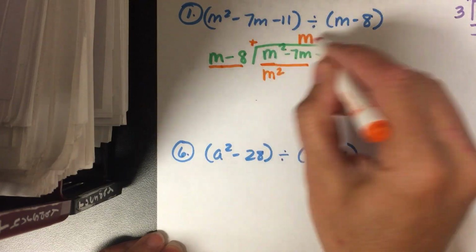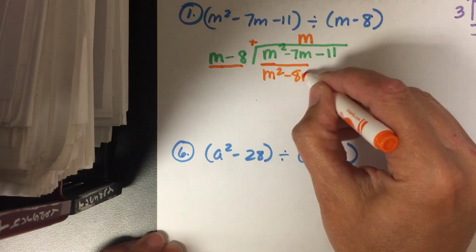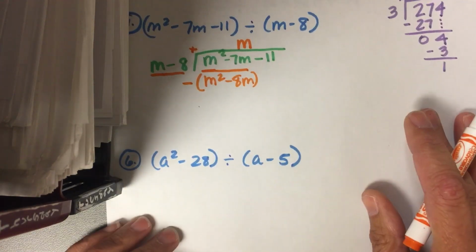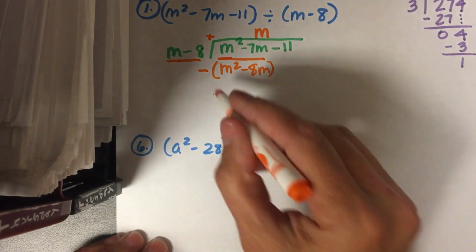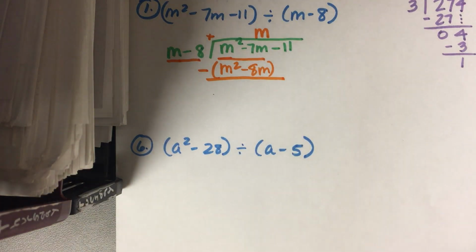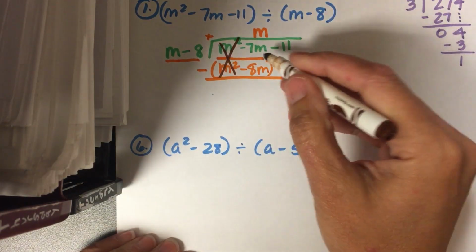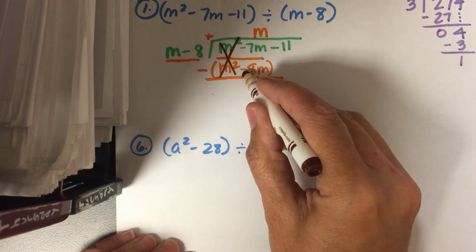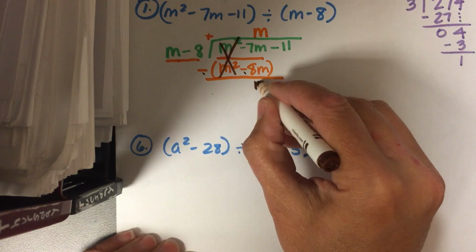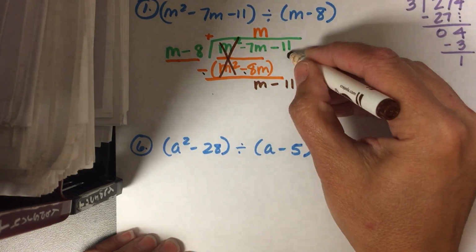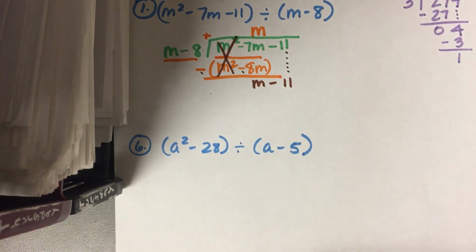And remember, this is multiplication. And m times negative 8 is negative 8m. Just like we did over here, you're going to multiply, and then you're going to subtract. So I'm going to subtract here. And m squared minus m squared is going to cancel out. Then I have negative 7m minus negative 8m. That becomes a positive, so negative 7m plus 8m, which is m. So I end up with m, and then I bring down the 11, so m minus 11.